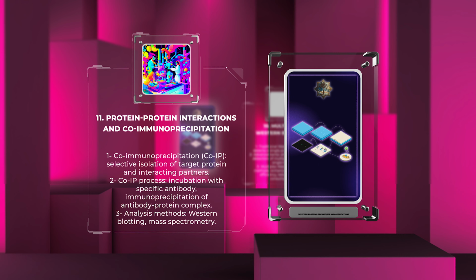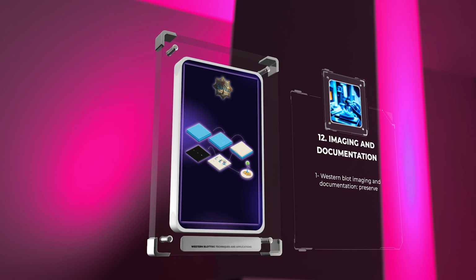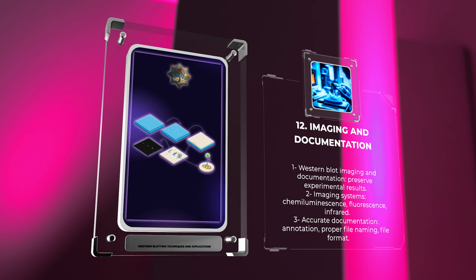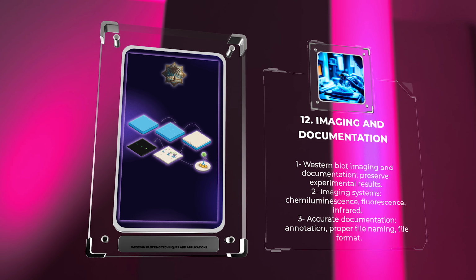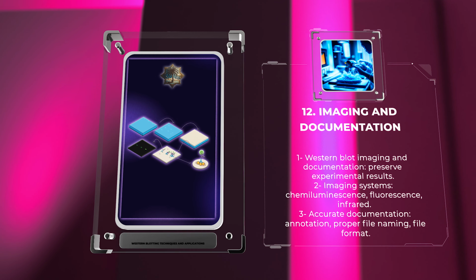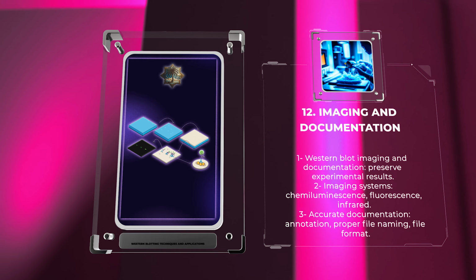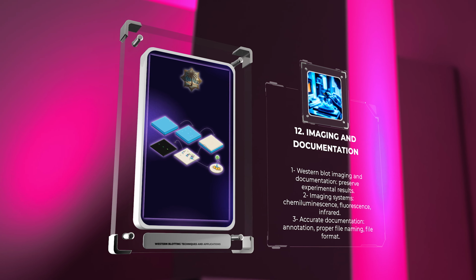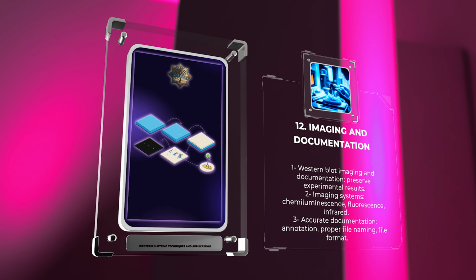Imaging and documentation of Western blots are crucial for preserving experimental results and allowing scrutiny by others. Chemiluminescence, fluorescence, or infrared imaging systems are commonly used for protein detection, depending on the detection method employed. Accurate documentation includes annotation, proper file naming, and storage in the appropriate file formats. Ensuring reproducibility and traceability is essential for future reference or publication.